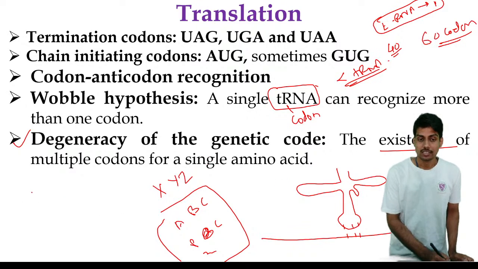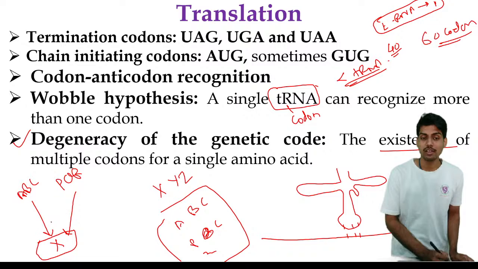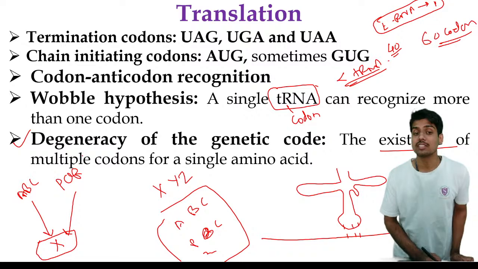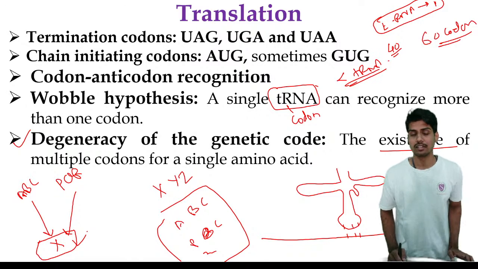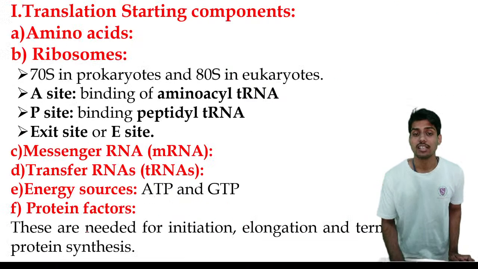Means what? Suppose this is the A, B, C codon. It can code for this X amino acid, and this other one, say PQR, can also code for the same amino acid. So in this way, there is existence of multiple codons for a single amino acid. This is called the degeneracy of the genetic code. Okay, more than one codon can code for a single amino acid. So this is the basic meaning of the Wobble hypothesis and degeneracy of the genetic code.